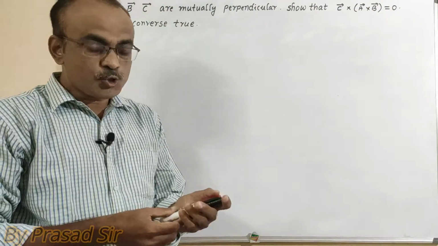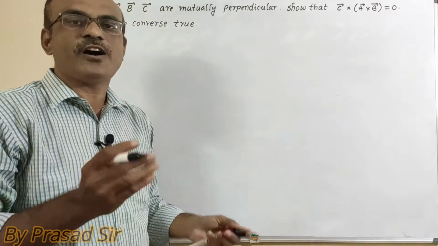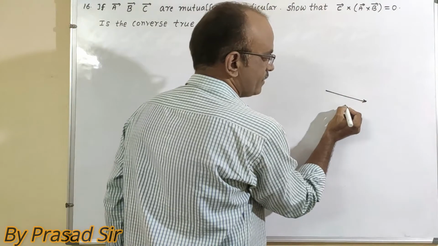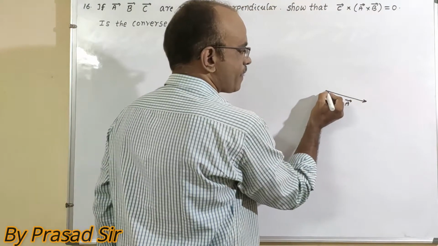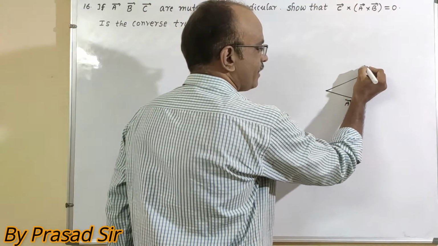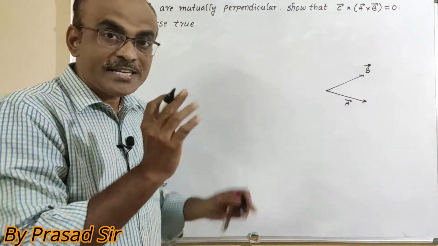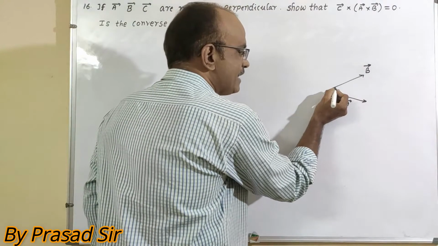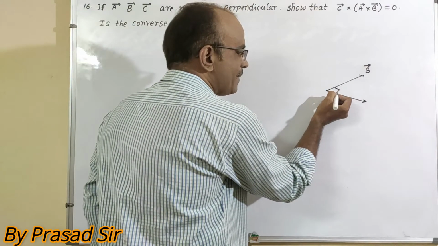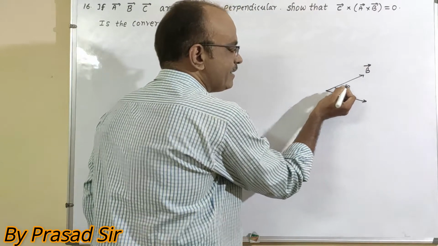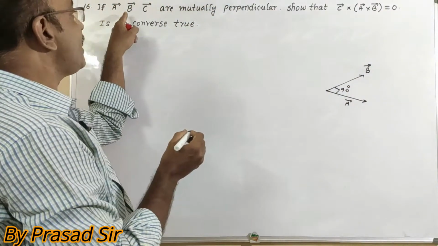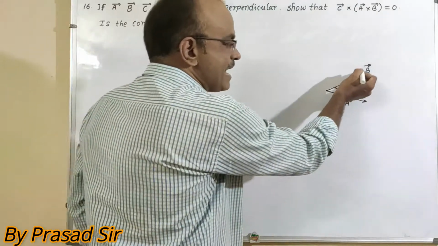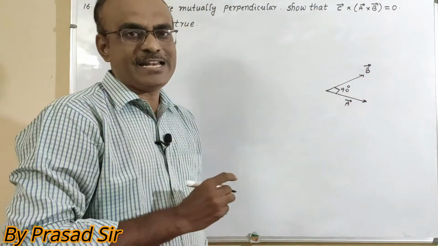That is the question. To answer that question, first of all, I will take two vectors, the vector A and the vector B. Now, A cross B of this one, how it must be? The angle between these two must be 90 degrees. Why? Because A vector, B vector, C vector are all mutually perpendicular. So that's why the angle between A and B is 90 degrees.